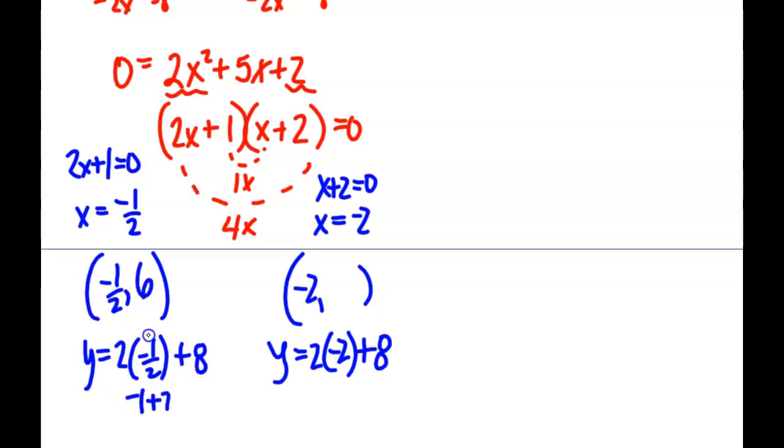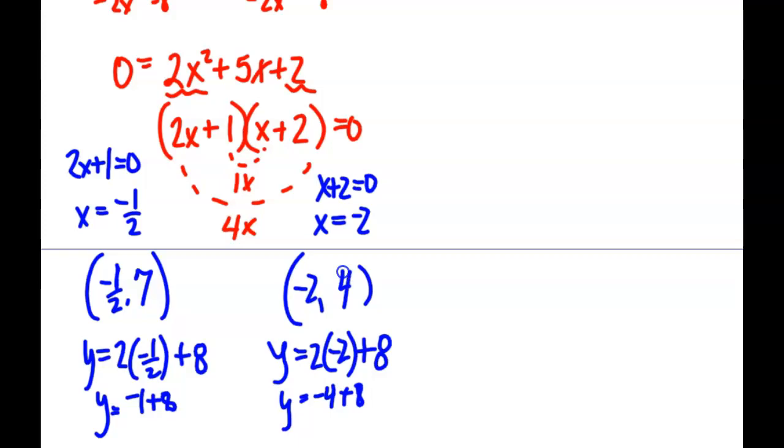Did anybody get a 6 there? No, why did that become a 7? Wow. Is it a 7? Half of 2 is 1. It's a -1 plus 8 makes a 7. Ooh, don't erase that. Okay, sorry, I don't know what happened to me there for a minute. Over here, we'd have a -4 plus 8 is 4. Did anybody else get those?